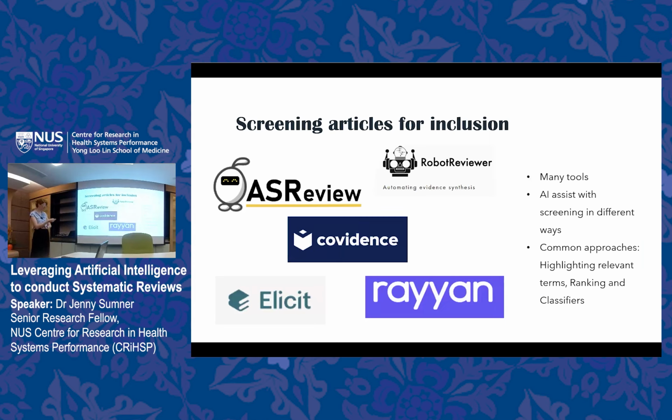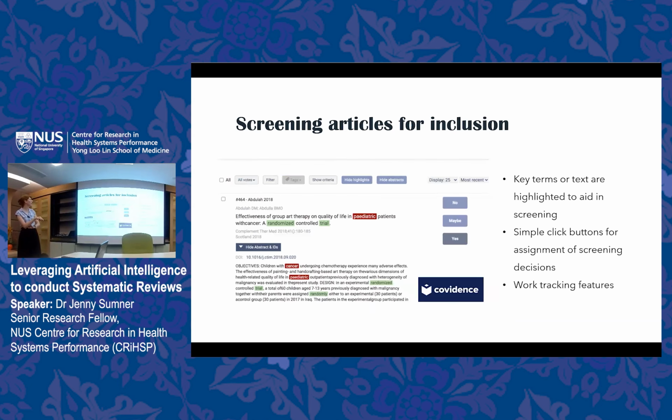Okay, so there are lots of tools out there. This certainly isn't all of them, but just to give you some of the more common examples that have AI features built into them that help with screening in different ways. The three common approaches I'm going to run you through are text highlighting, ranking, and classifiers. In a lot of these tools, they will use AI or non-AI means to highlight segments of text that they think are relevant to your eligibility criteria. So it can definitely aid in that screening process.